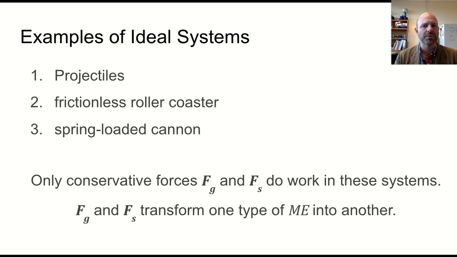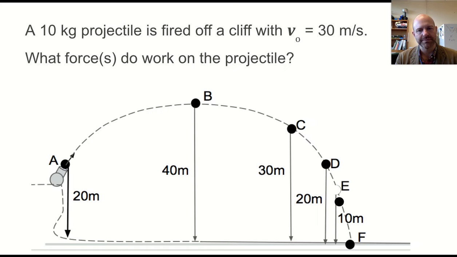The kind of things where only gravity acts, a projectile, even a frictionless roller coaster. We have normal force, which isn't a conservative force, but on a roller coaster, it always acts perpendicular to the motion, so it does no work. The spring-loaded cannon, because a spring applies a force in a way that's predictable and understandable. So these different forces acting on the object just work to transfer energy around to different conservative or mechanical forms.